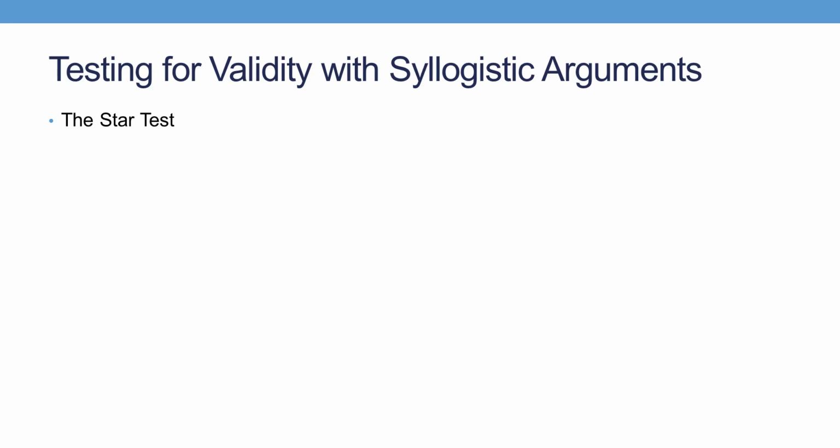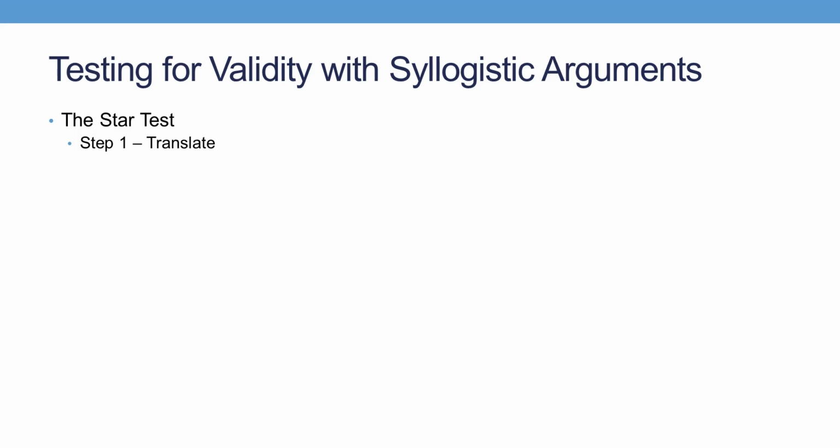Alright class, this is going to be a short video explaining how to use the STAR test for validity. The STAR test is a method for determining when an argument is valid or invalid. That is, determining when an argument, if its premises were true, would have to have a true conclusion, a conclusion that could not be false. And the STAR test has three steps, or three parts.